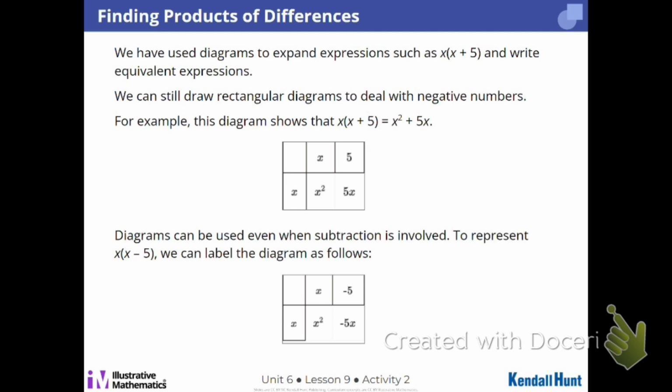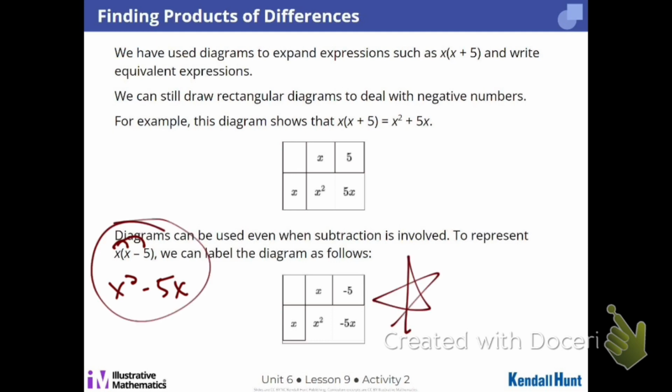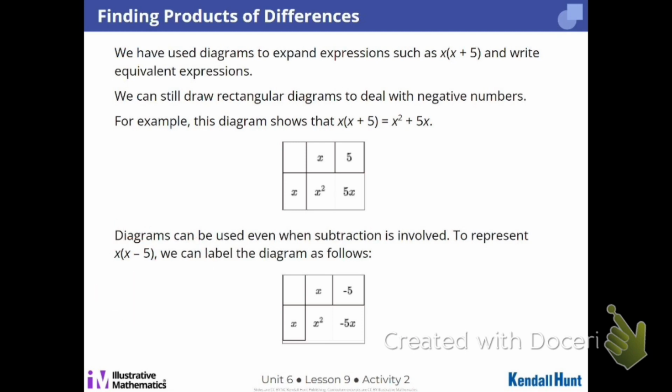You can also just continue to distribute. x times x is x squared. x times negative 5 is negative 5x. This is how I tend to roll, but the area model is a great way to visualize, problem solve, and see why it works. That's why we do it.